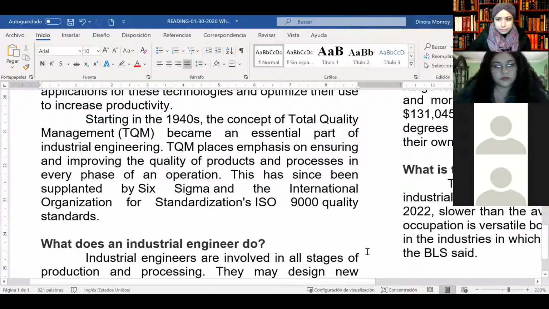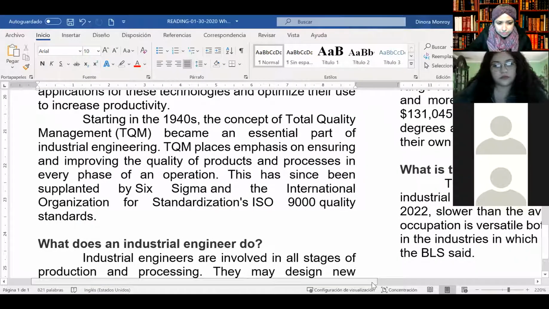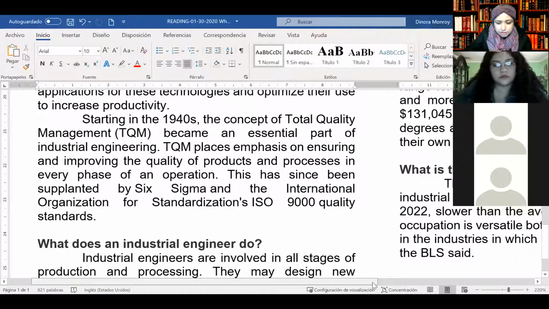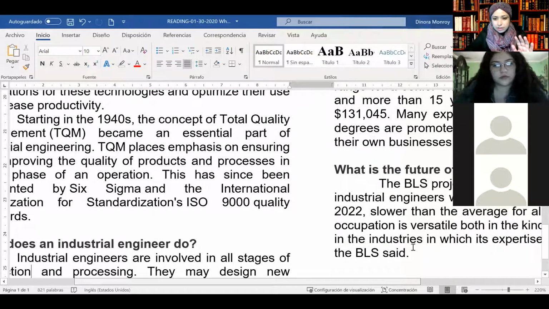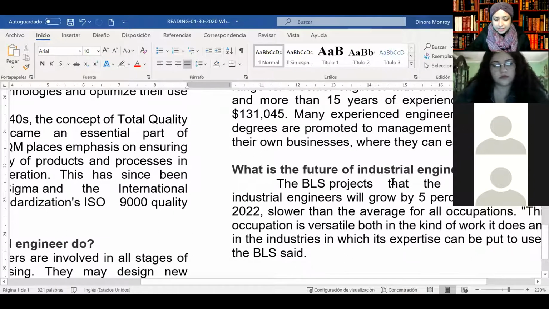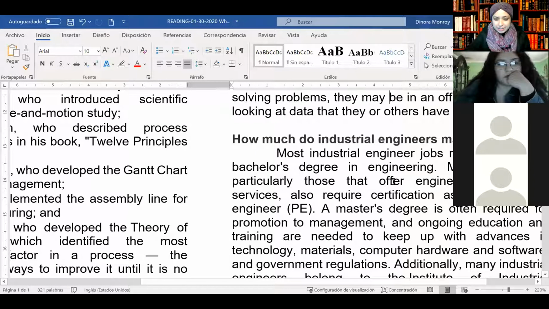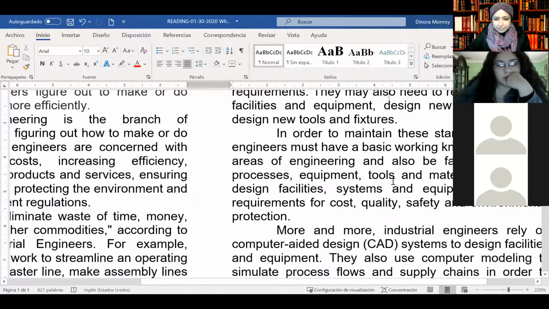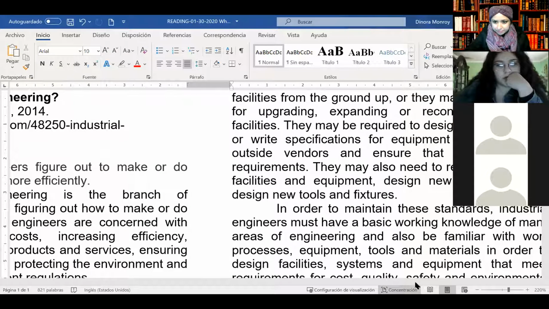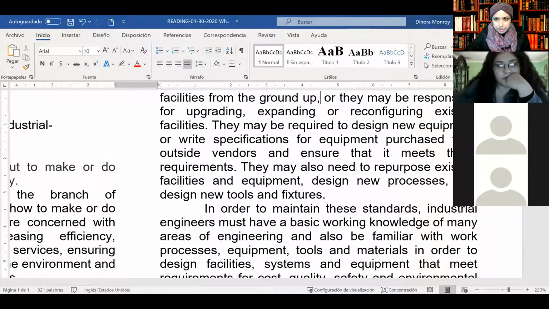Industrial engineers are involved in all stages of production and processing. They may design new facilities. Okay, wait for me, I need to move the document. There you go. Go ahead, please.